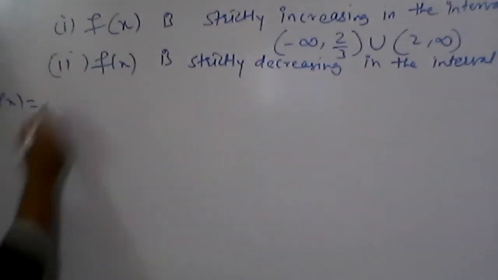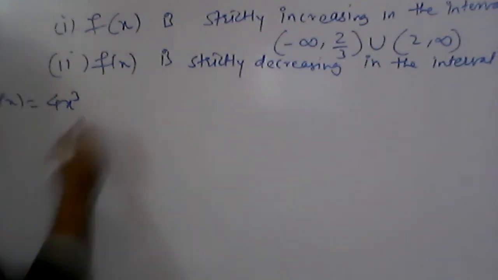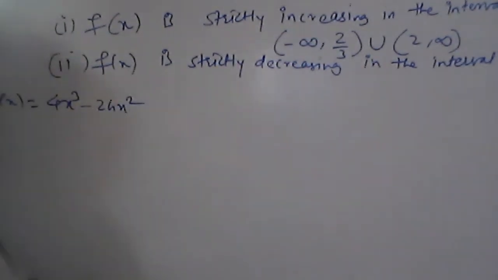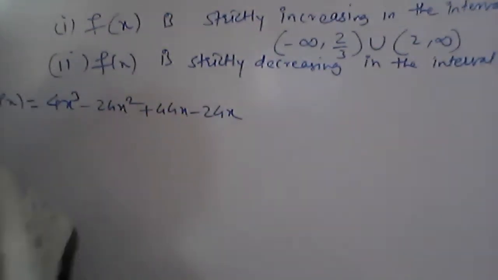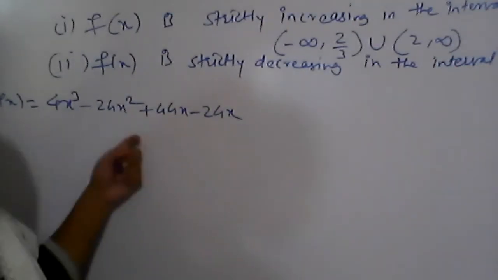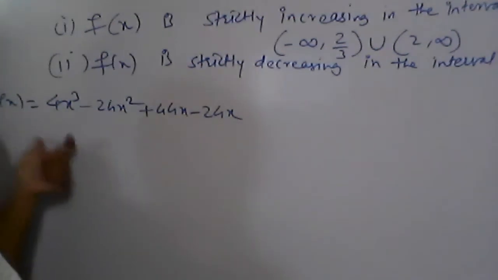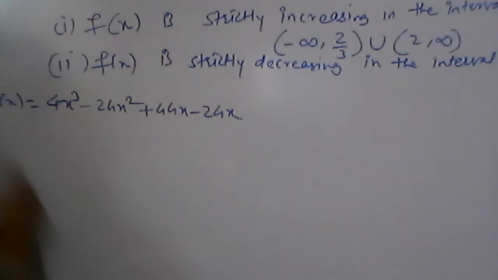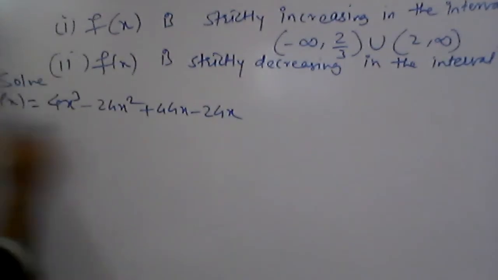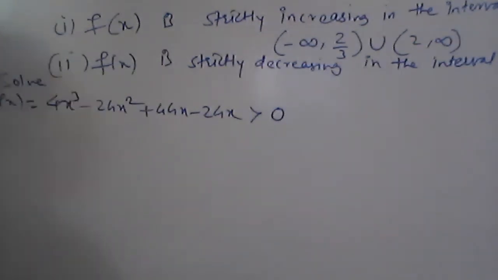F of x equals 4x cube minus 24x square plus 44x minus 24x. The previous question was not from RD. Here they have asked the question f of x, meaning solve. The question was solve f of x greater than 0. You have to solve it like this. How will you do it? Let's see.